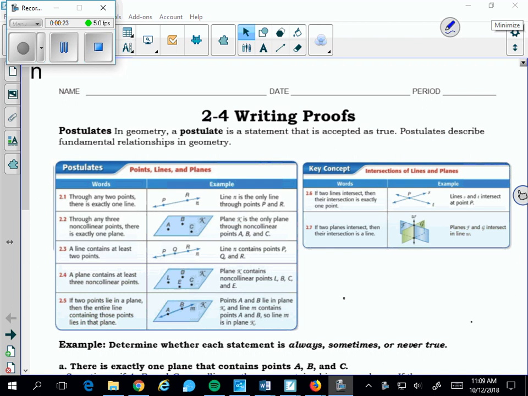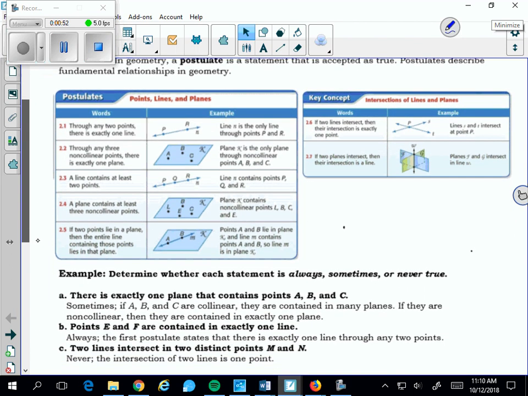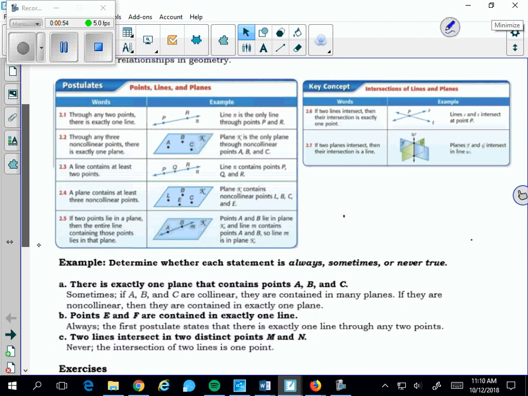We've looked at postulates before. We've looked at a bunch of different postulates, but here it's giving us an actual definition for what a postulate is. It says a postulate is a statement that is accepted as true. Postulates describe fundamental relationships in geometry. So we've got all these different postulates, 2.1 through 2.7, that give us these different relationships that we use in geometry. I'm not going to go through and read all of them to you, because you guys can do that on your own. But I want to show you how we're going to kind of use them.